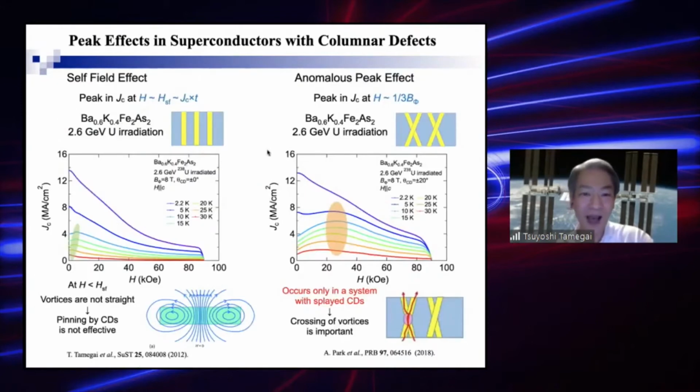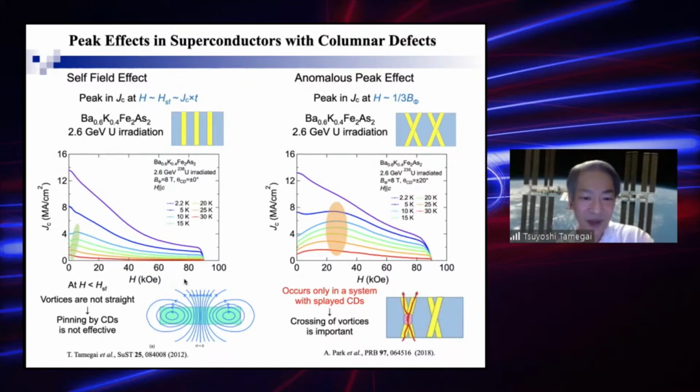Then I can say that when we introduce columnar defects, there are two kinds of peak effect. One is this anomalous peak effect, which I just mentioned. The other is the usual peak effect. This peak is due to the self-field effect. So I will explain why we have a peak here.